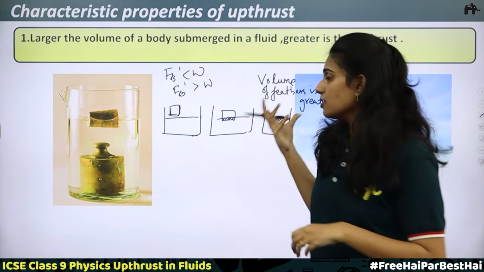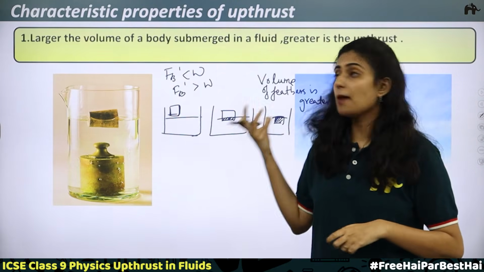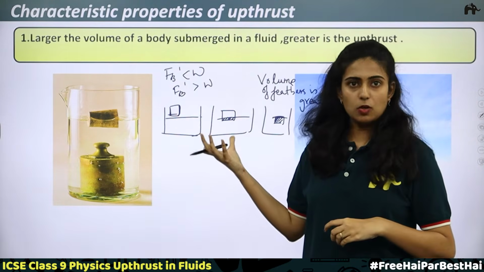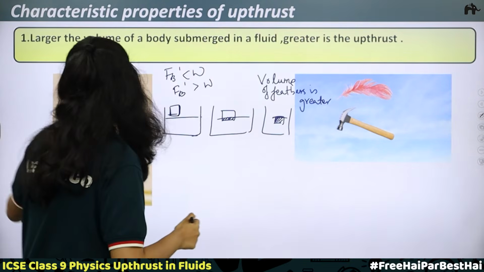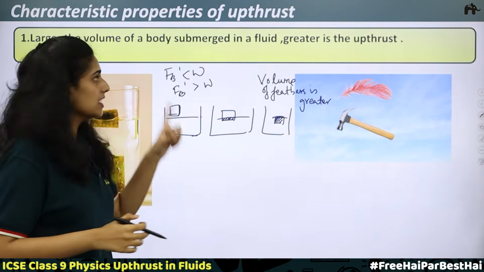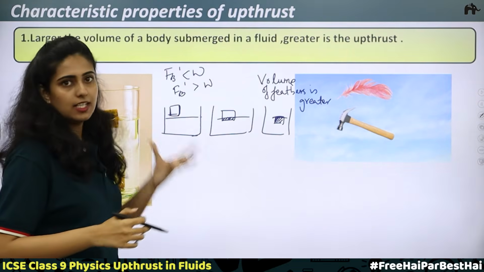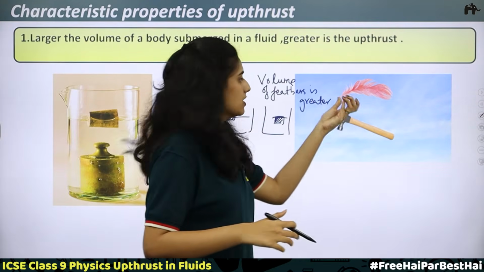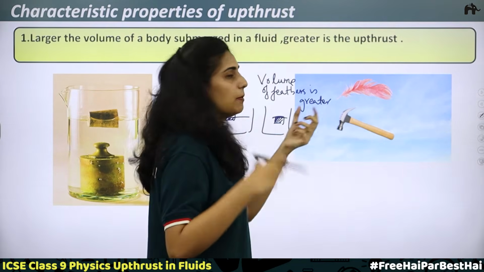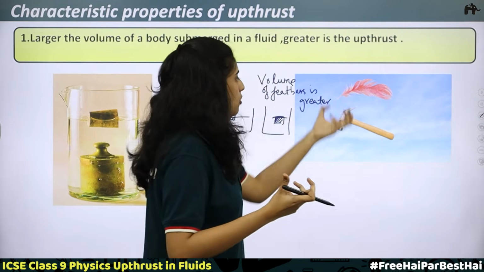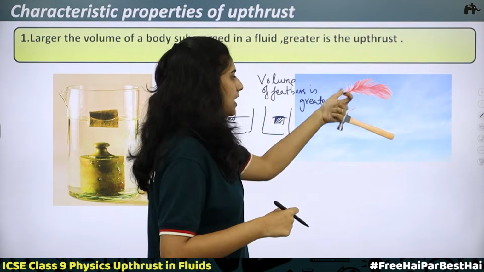When volume becomes greater, what happens? The upthrust, because of air, there will be an upthrust. The upthrust will be greater. Okay, the upward force will be greater. So here again, this is valid. That is, larger the volume of a body submerged in a fluid, greater is the upthrust. In the case of stone or a hammer, what is happening? The weight is very high compared to this upthrust and it will fall to ground easily. But this will take time.